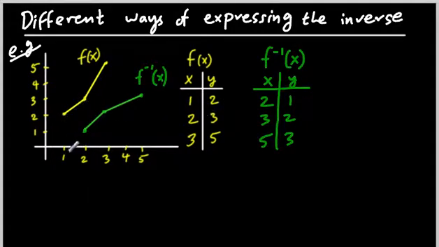So here's f of x, and its coordinates, these end points, are (1, 2), (2, 3), and (3, 5). And this green line here represents the inverse. All I did was write an xy table, switch the inputs and outputs, and then graph that. So here we see f of x and f inverse.